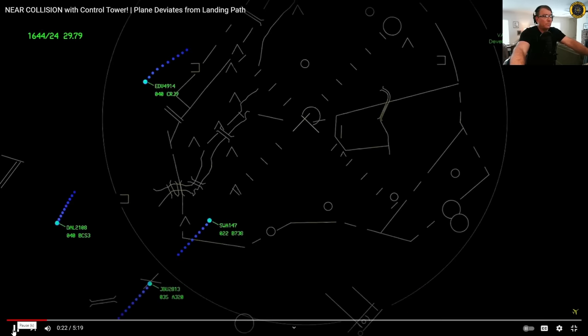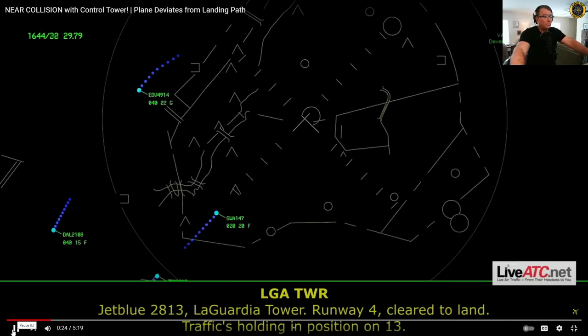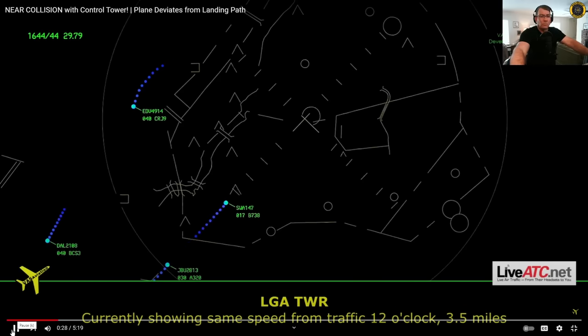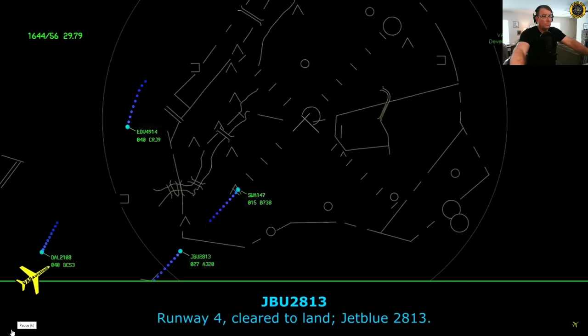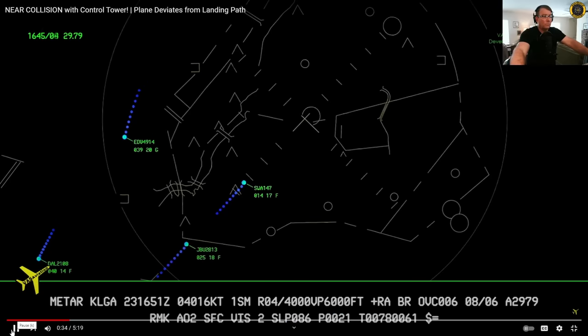JetBlue 2813 inbound for ILS 4. JetBlue 2813, LaGuardia Tower, runway 4, clear to land, traffic support zone position 13, currently showing same speed as traffic, 12 o'clock, 3.5 miles. Runway 4, clear to land, JetBlue 2813, roger.